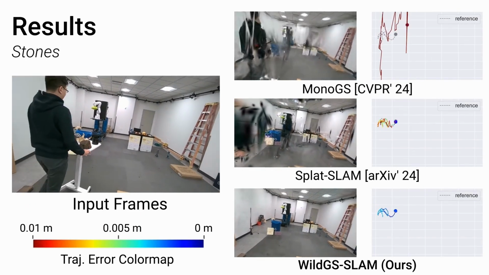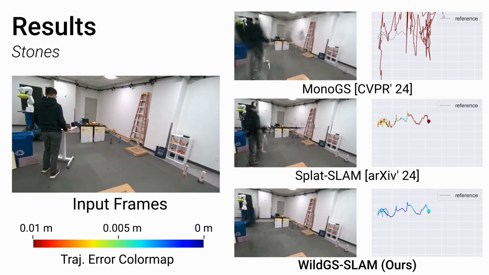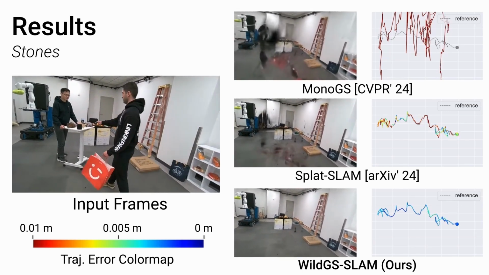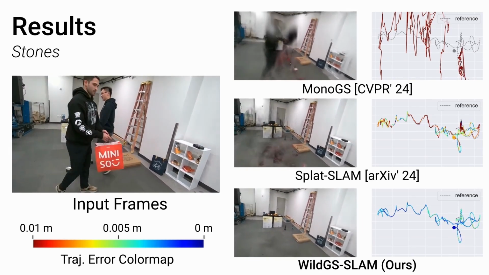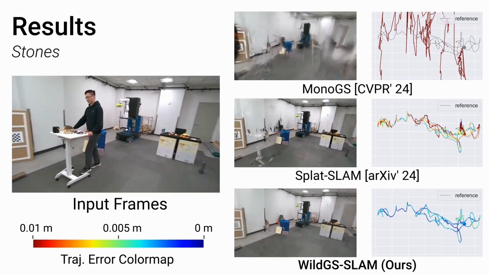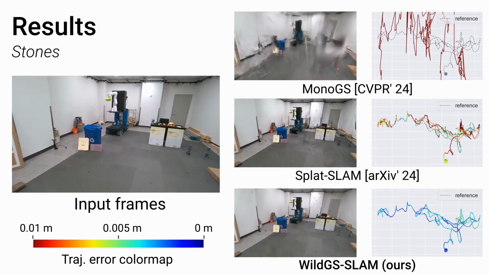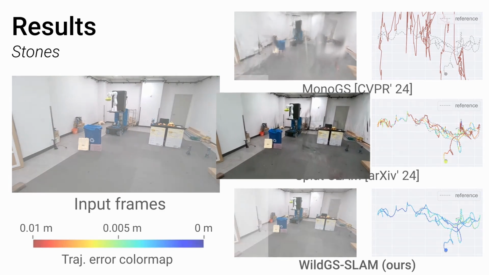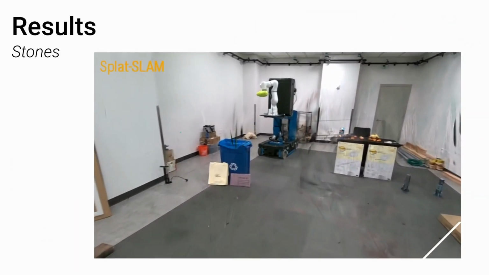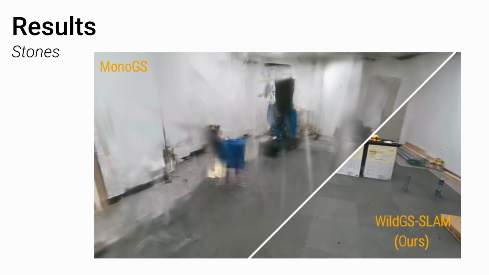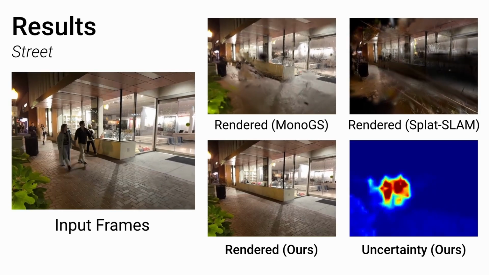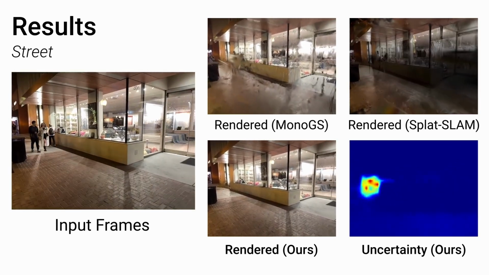Here, we in addition showcase the comparison results for the stone sequence from the WildSLAM Mocap dataset. Similar to the umbrella sequence, both MonoGS and Splat-SLAM show significant tracking errors and blurry rendering artifacts due to their lack of explicit handling of dynamic environments. In contrast, our WildGS-SLAM achieves accurate tracking and produces artifact-free, realistic renderings of the static scene, enabled by our uncertainty-aware mapping approach. We further evaluate our method on the WildSLAM iPhone dataset.